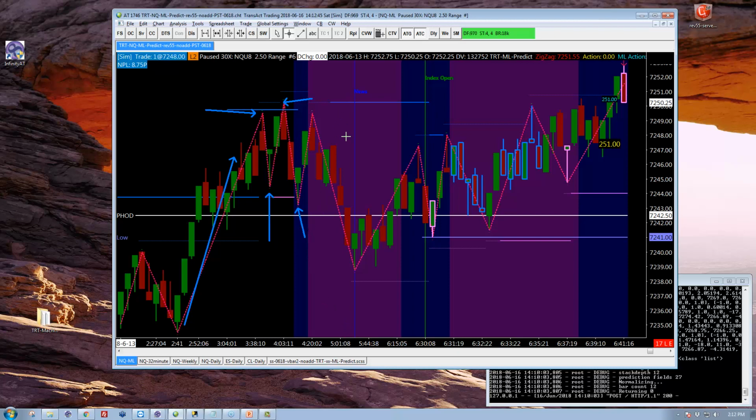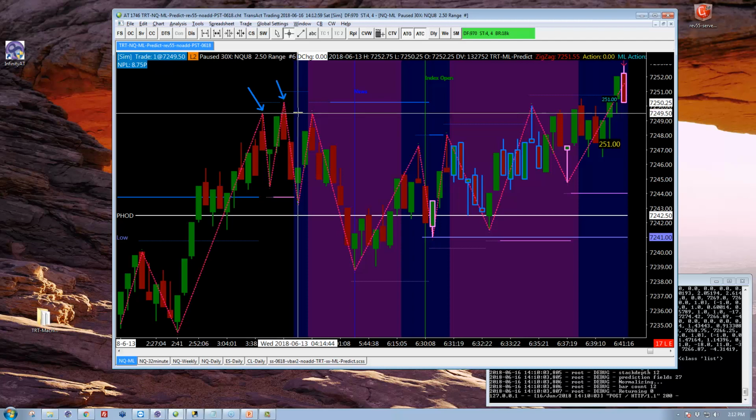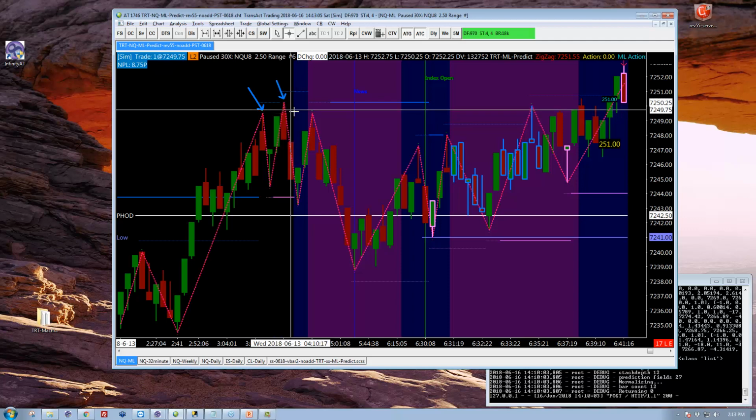Okay? So let's state that again. As I set these 2 points, they're close enough together in distance, right? They're 1, 2, 3 ticks apart. As soon as I see that, I go, okay, that's a level that I need to either get far enough away from or break through before I'll take a trade.